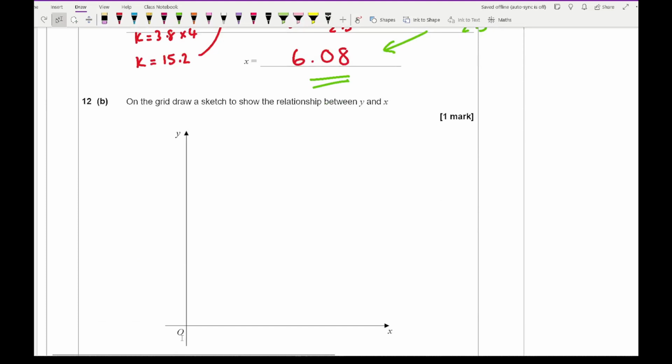Question 12b then says, on the grid, draw a sketch to show the relationship between y and x. Now, as it's a reciprocal graph and it's only worth 1 mark, you just want to make sure that your curve looks something like that.